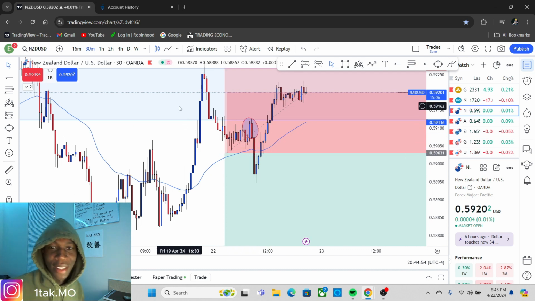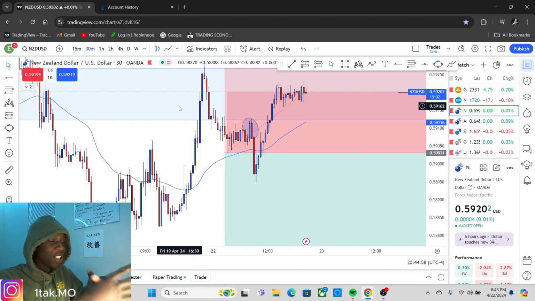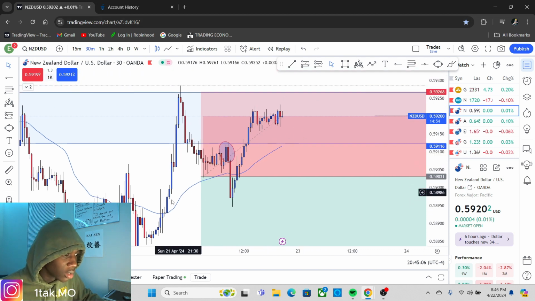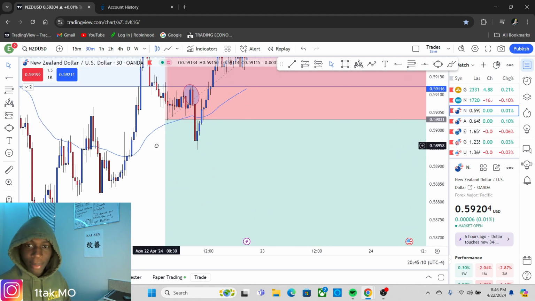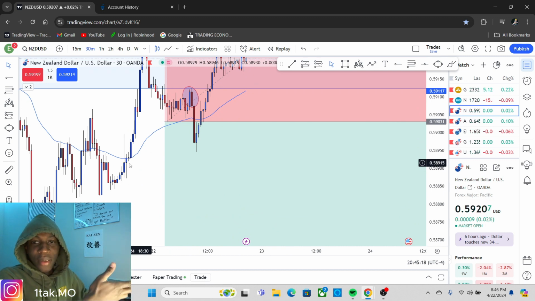So this is where I messed up. When I was calculating the lot size, instead of putting NZD USD, I put NZD JPY. So when I put my stop loss, which was like 27-ish, it's 23, and my take profit, it gave me 15 lots on NZD JPY, but I didn't change it to NZD USD. So I ended up putting the 15 lots in.